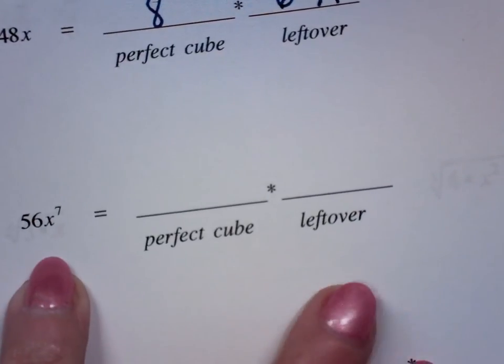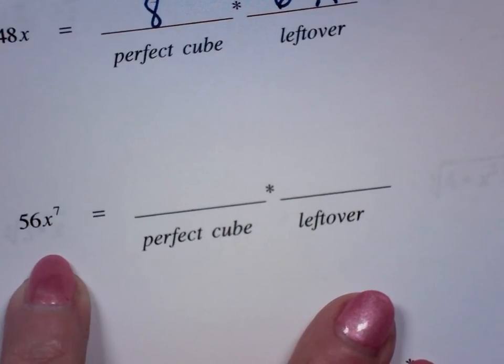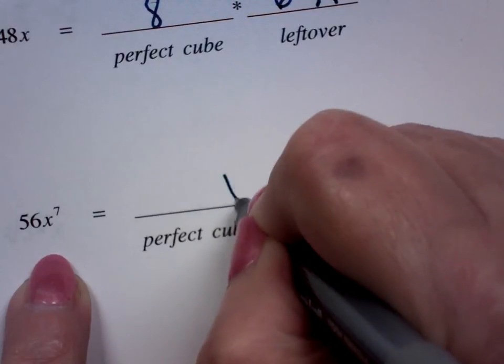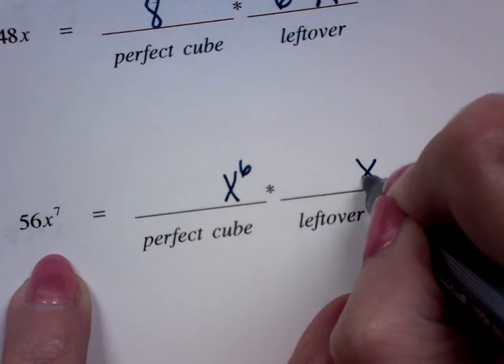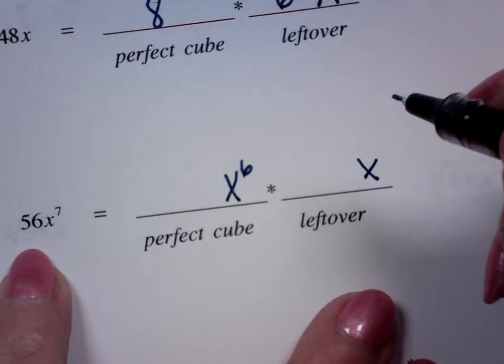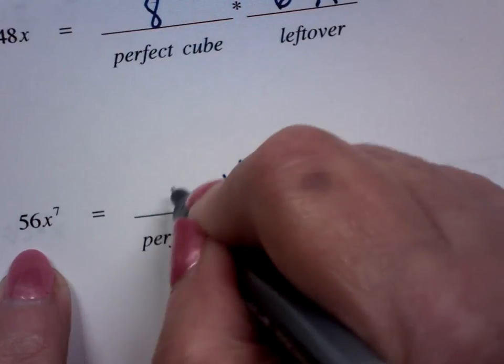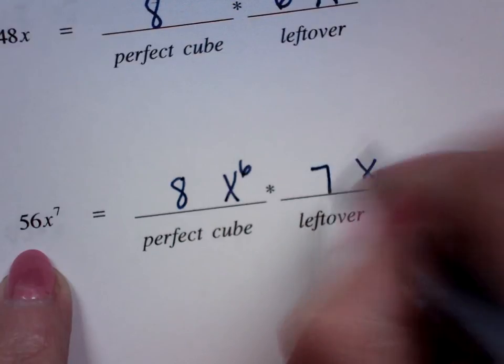Variable, what's the cube in x to the 7th? What's the largest number divisible by 3 before 7? 6. And what's left over? 1. So what's the cube that's in 56? Does 27 divide 56? No. 8. It's going to be 8 times 7.